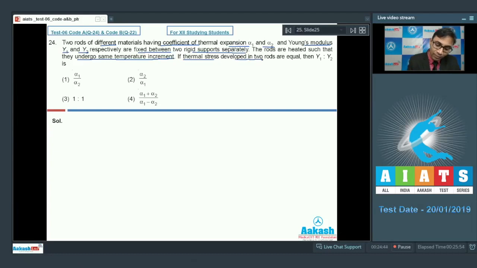If thermal stress developed in the two rods are equal, we know that the thermal stress produced by heating a rod will be equal to Y alpha delta T. But the question says that thermal stress in both the rods are the same. So we can say that stress in rod 1 will be equal to the stress in rod 2. So according to the formula, Y1 alpha 1 delta T, since temperature increment is the same, we can write delta T for both, equals Y2 alpha 2 delta T.